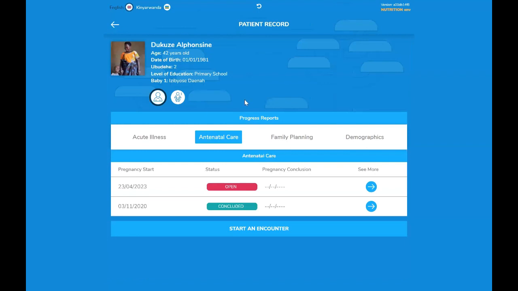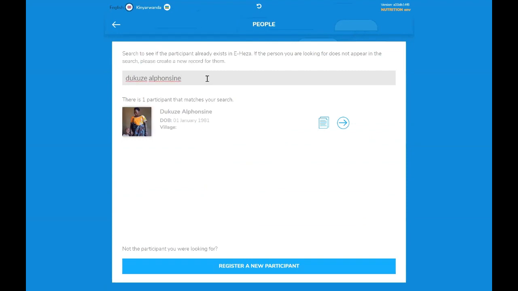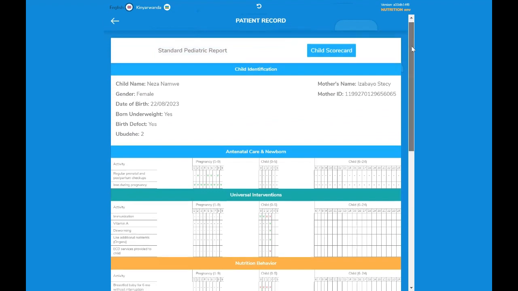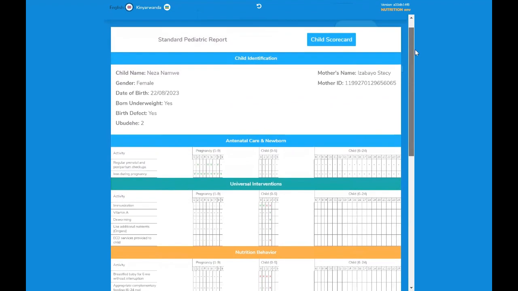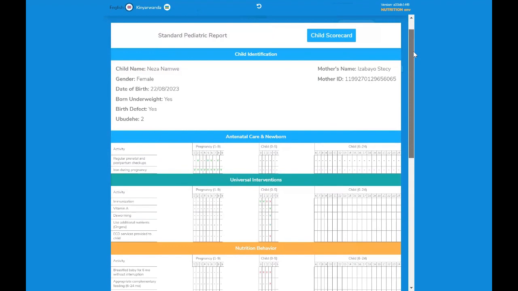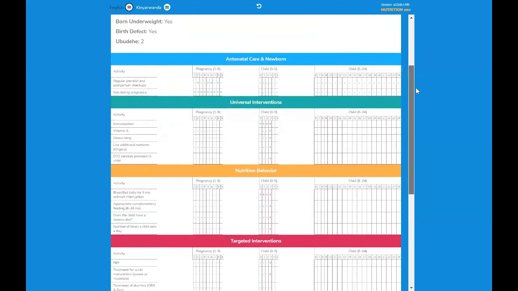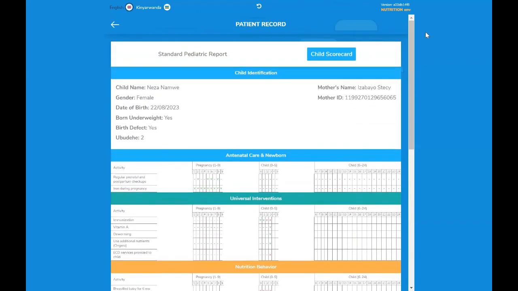Now, the task for us was to think about how do we make sure that all of this information moves from the progress reports, as I've shared now, and then populates into this child scorecard in a way that is reflecting both the mother's information and the child's information. So this was the task at hand, and this is what we've been able to accomplish.